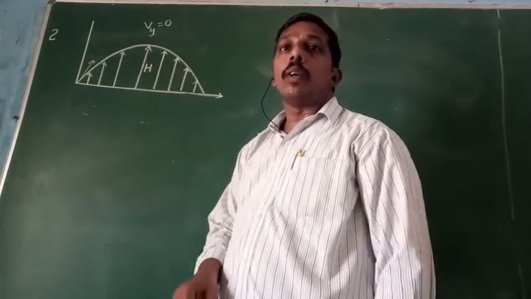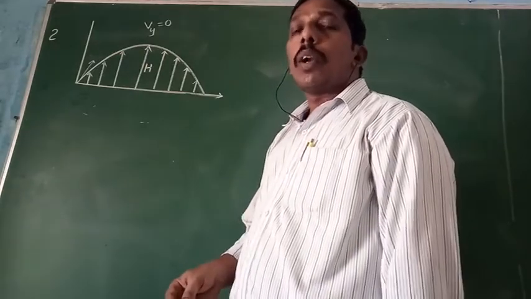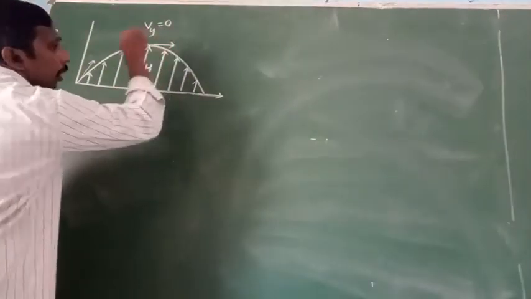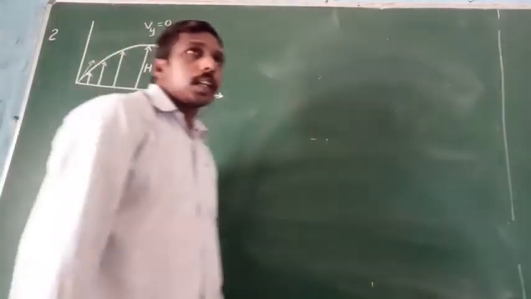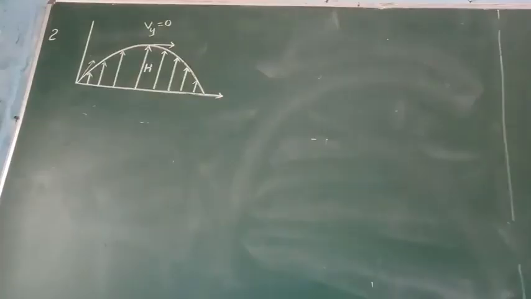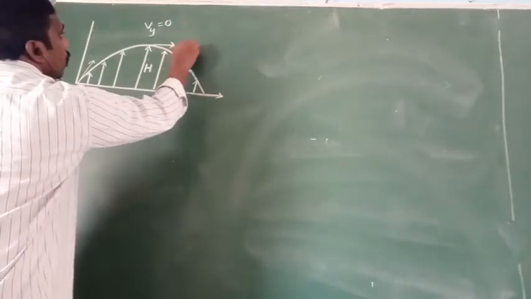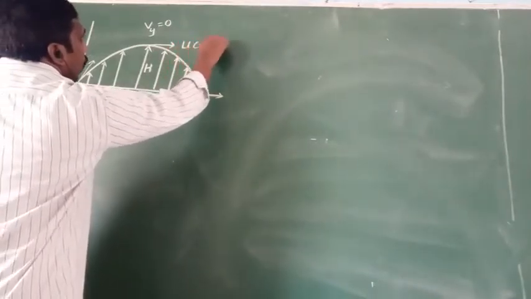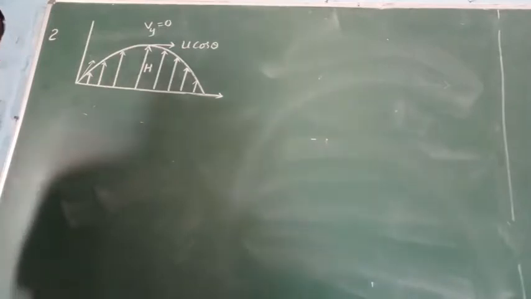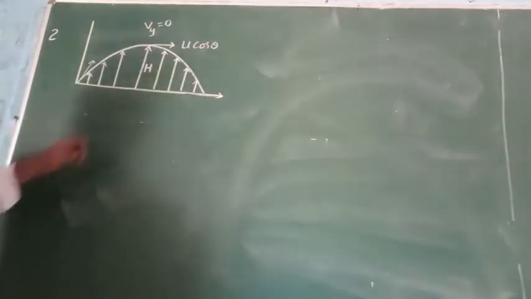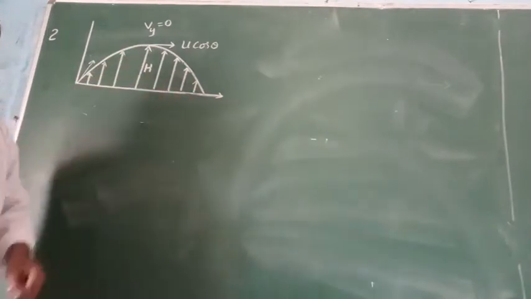At maximum height, it has only one component of velocity, that is the horizontal component. Along the horizontal direction, velocity does not change. So the horizontal component of velocity does not change; it is equal to u cos theta. The vertical component of velocity gradually decreases, and after reaching maximum height, the vertical component of velocity again increases.